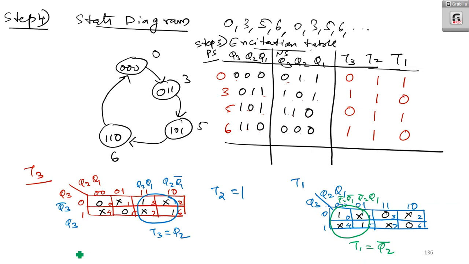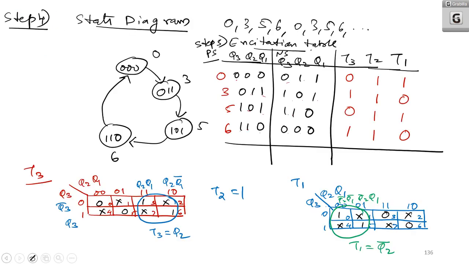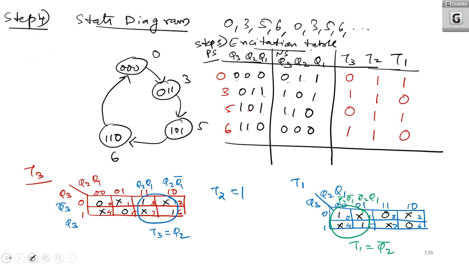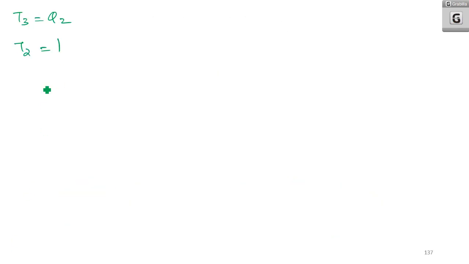Now you got T3 is equal to Q2. So what are the expressions we have got? T3 is equal to Q2, T2 is equal to 1, and T1 is equal to Q2 bar.